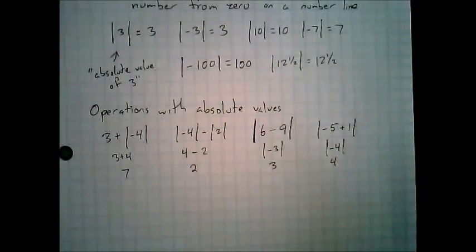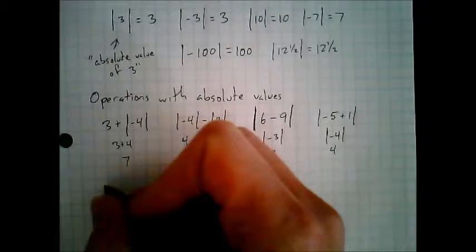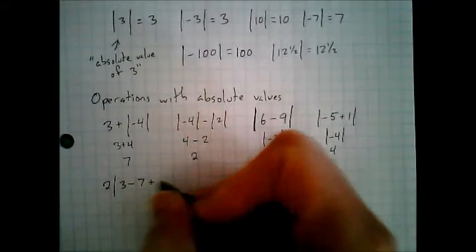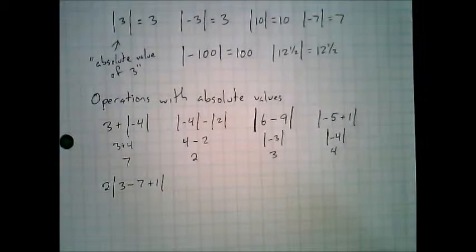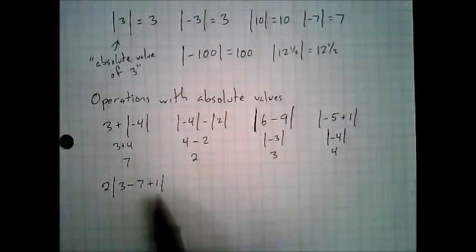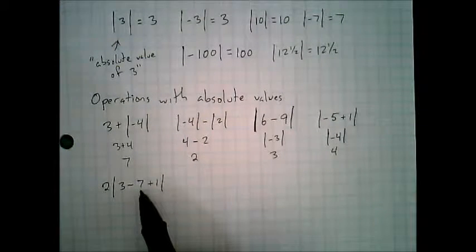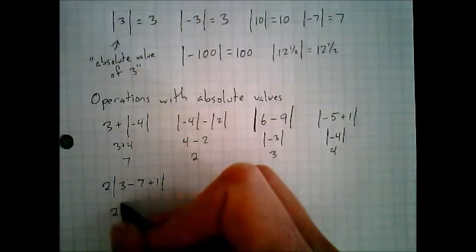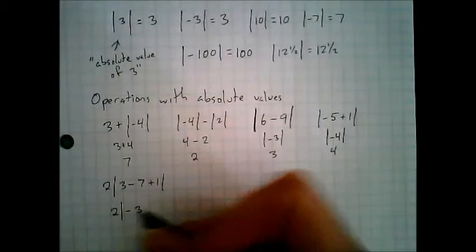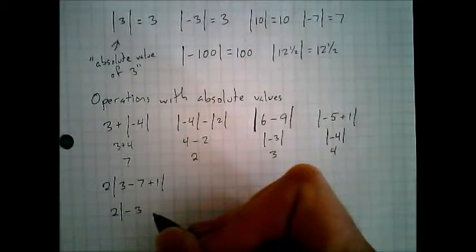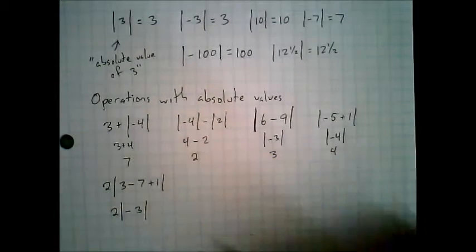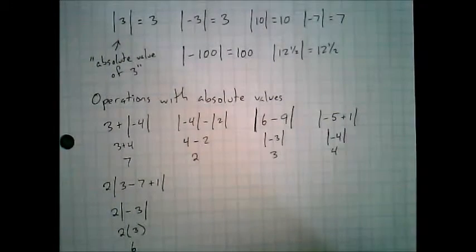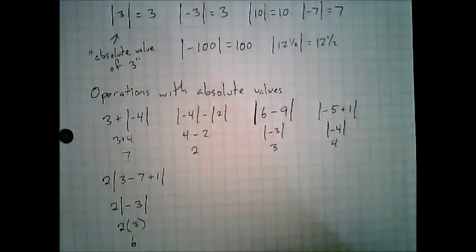Just one more, so you see a problem like this. Let's say we have 2 times the absolute value of 3 minus 7 plus 1. Again, we have things to do on the inside of our absolute values. 3 minus 7 is -4. -4 plus 1 is -3. This operation is multiplication, so we're doing 2 times the absolute value of negative 3. The absolute value of negative 3 is positive 3, so 2 times 3 is 6. Very simple.